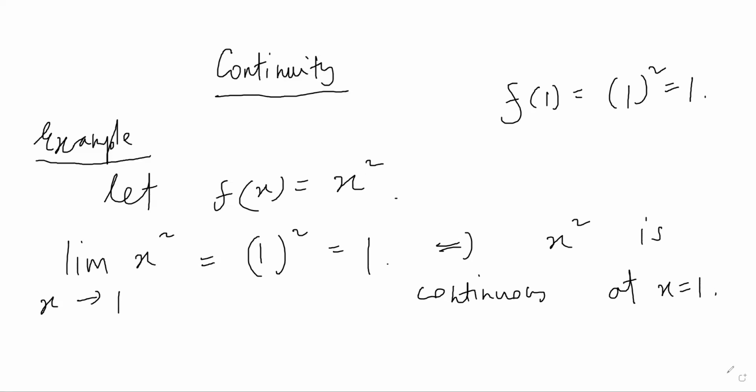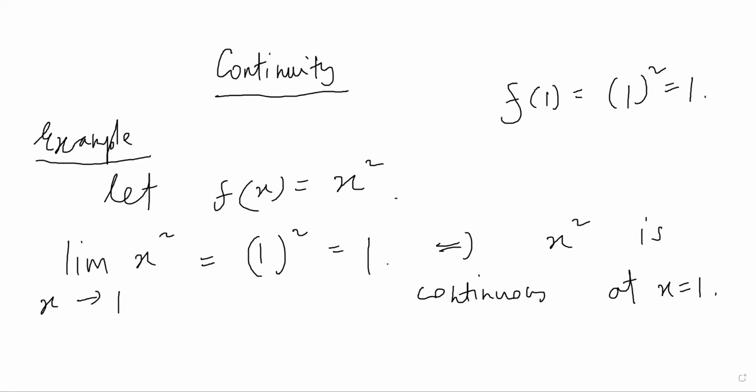So that's basically what continuity is. When you find the limit of a function, to get the limit you simply substitute the number that the x values are approaching into the function. A function that satisfies that is called continuous at that number. So in this case, x squared is continuous at x equals 1. That's continuity in a nutshell.